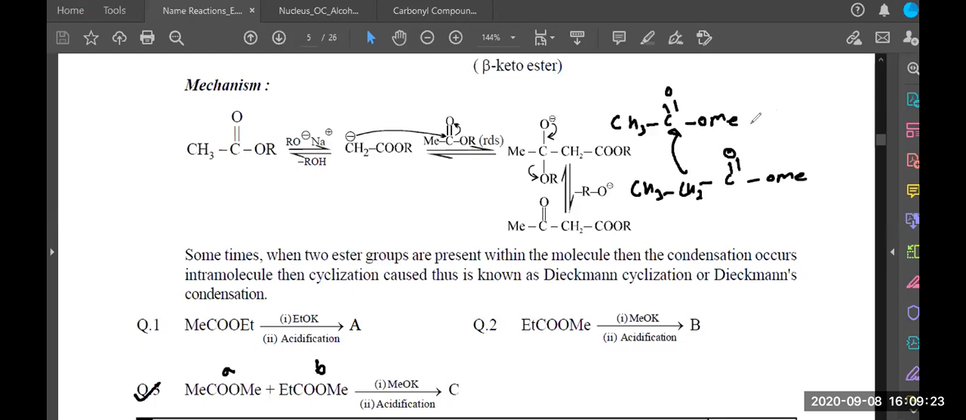Got it everyone? So just form this bond and remove this OMe, that is your product. I hope all of you understood this. It is easy, right? And we have CH here, not CH2, we'll have CH. Okay, everyone.